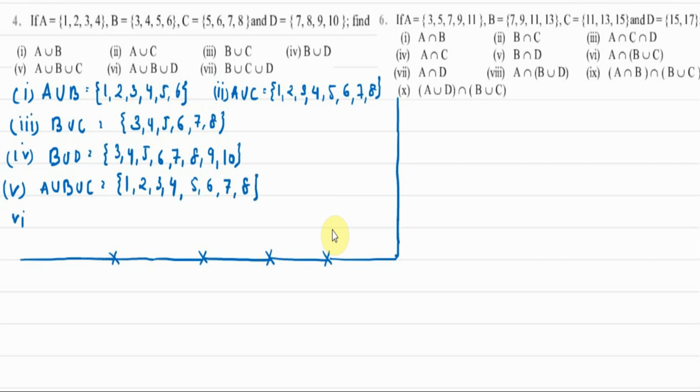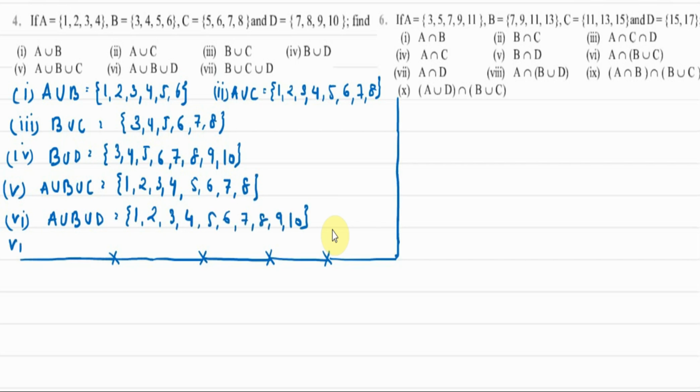Next, sixth part we have. They're asking A union B union D. That means we have to write down all the elements of A, B and D. So again writing the elements of A: 1, 2, 3, 4. Now elements of B are 3, 4, 5, 6. 3, 4 we have already written. We will write down 5 and 6. Similarly, elements in set D are 7, 8, 9, 10. So we'll write that down: 7, 8, 9, 10. This becomes our set A union B union D.